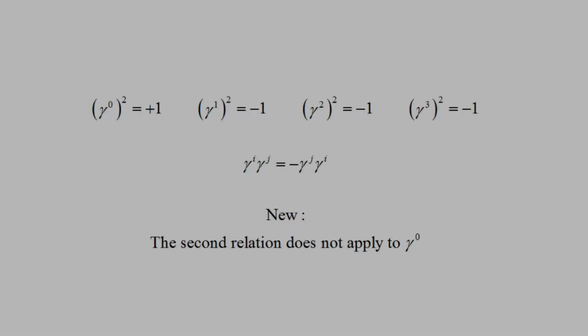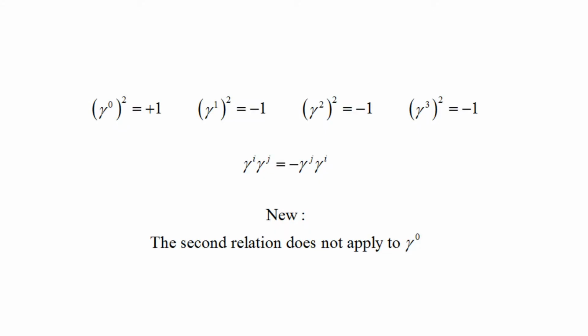You will recall the gamma matrices that we met in the previous video. These are the relations of the gamma matrices we met earlier. The quaternion variables have exactly the same relations except that the gamma 0 of a quaternion, the real variable, commutes with all other variables.